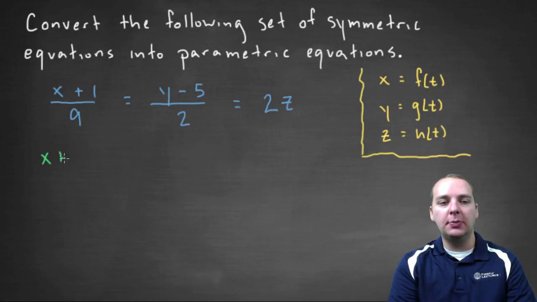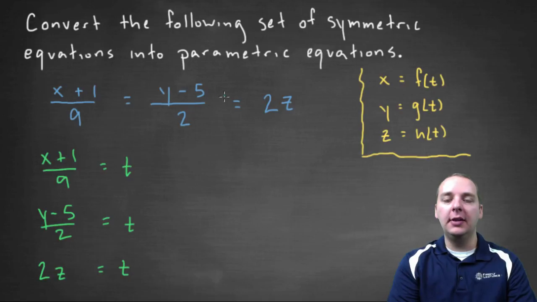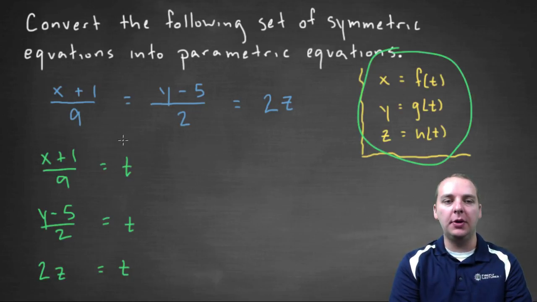So we'll take x plus 1 over 9. We'll set that equal to a certain parameter t, and y minus 5 over 2, which equals t, and 2z, which equals t. If all three of these are equal to each other, then all three of these would be equal to some t value. And so once we set all three of these equal to t, we're halfway home. We almost have it set up in parametric form. Now we just have to solve for x, y, and z respectively.